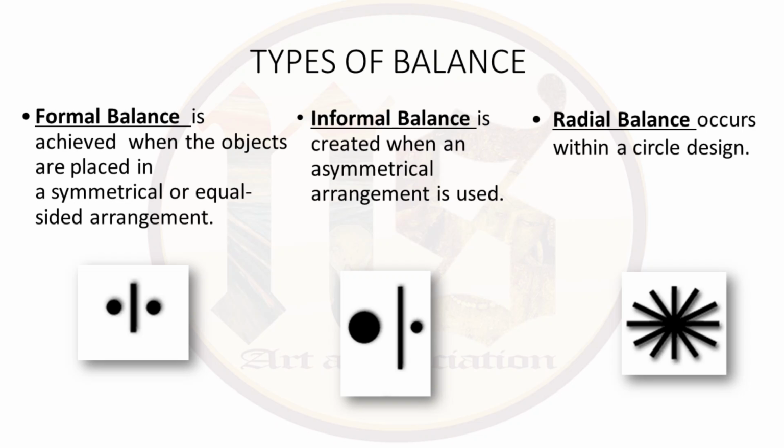Now coming to informal balance, it is created when an asymmetrical arrangement is used. As you can see in the image below the text, the left circle is bigger than the right one, but the right area is not completely empty, so it is not looking odd. Now coming to radial, it occurs within the circular design and it is generally within the formation of a circle.